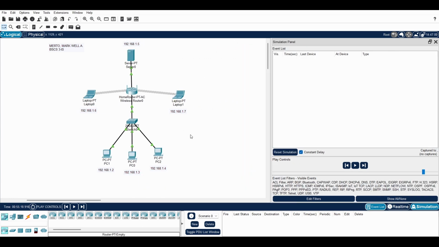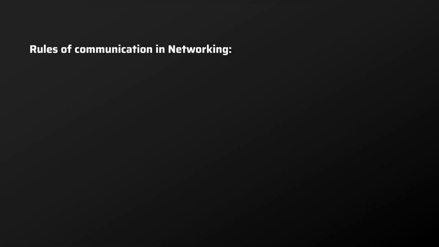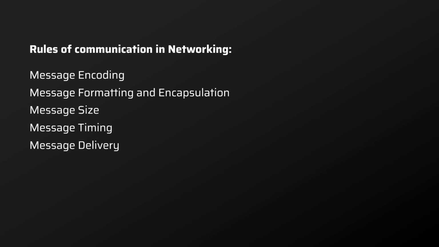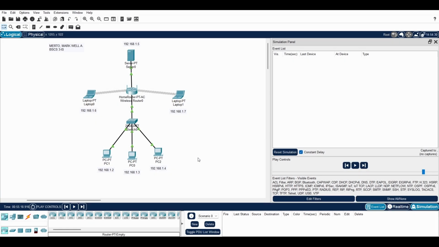So what are the rules of communication in networking? We have the main 5: message encoding, message formatting and encapsulation, message size, message timing, and message delivery. These rules were established to ensure smooth and reliable communication in a network. These rules allow devices to send, receive, and understand data correctly.